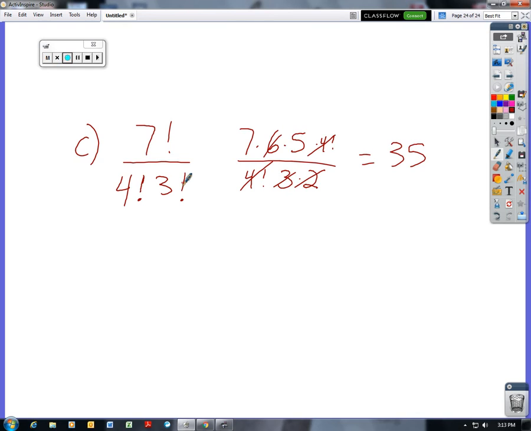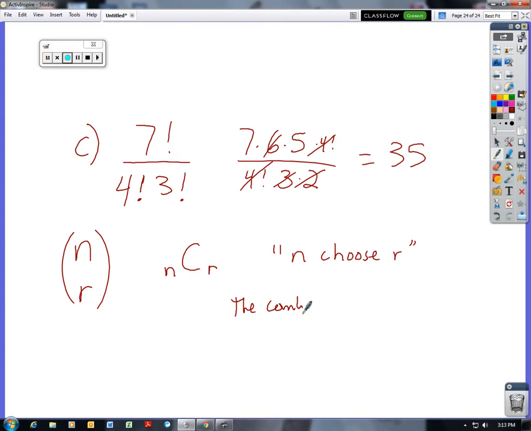Now we're going to do something called n choose r. So n choose r is written like this. Well, that's one way to write it. Another way to write it is n choose r. It's also the combination, so I'll write here. N choose r is a good way to say it. You can also say the combination of n things taken r at a time.